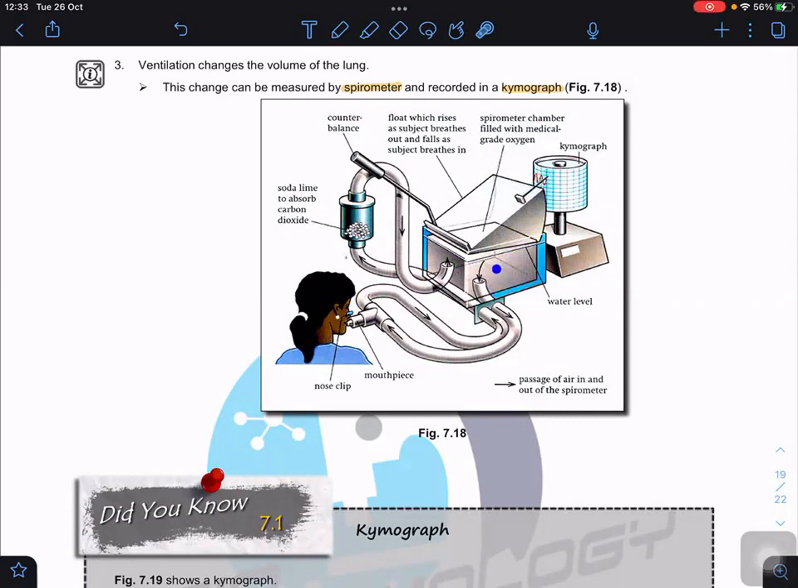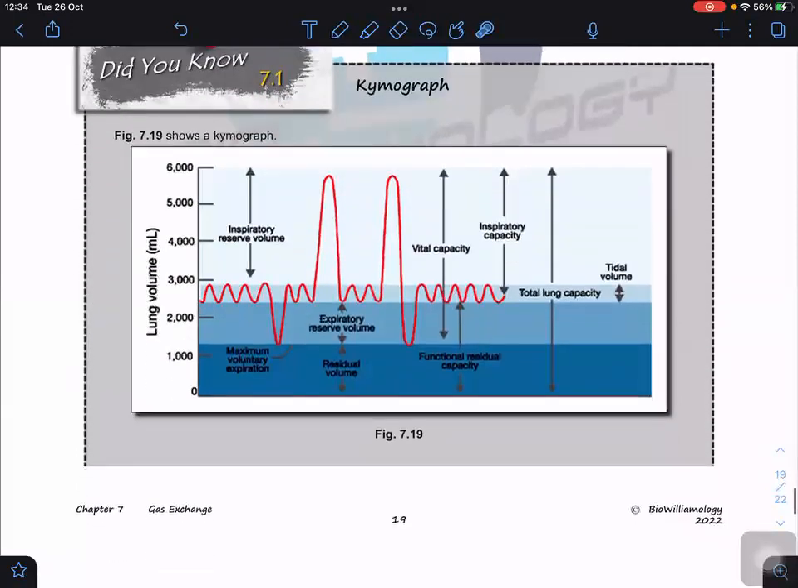And then when we inhale, the air from the chamber will be taken in, and respiration takes place. When we take in the air, you can see that this chamber will move down. So it goes up and down, up and down, up and down. If you want to measure, we can measure a few of the important parameters by using this spirometer. So what are the important parameters? This is the kymograph, an example of a kymograph.